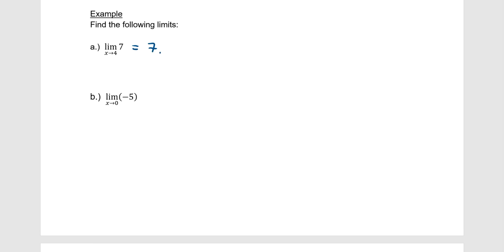And the reasoning is, if we have a graph of this, and we have a horizontal line at 7 on the y-axis, that's y equals 7, or f of x equals 7, and then you go over to 4, the function is obviously going to be approaching a function value of 7 because it is always equal to 7. So this could have said as x approaches -1,000,000, and the answer would still be 7.